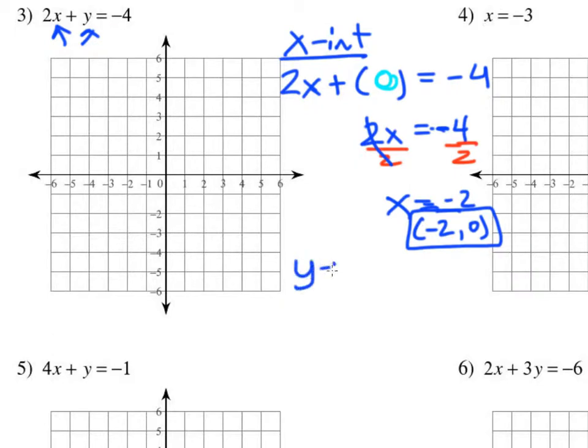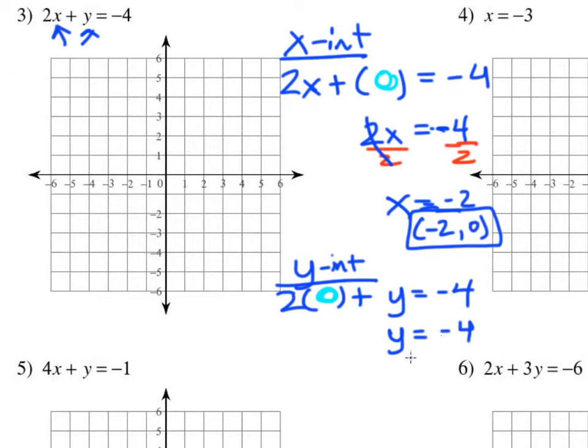Now for our y-intercept, what can we do about that? Same thing, except we're going to plug in 0 for x. This whole thing becomes 0, so we just get y equals negative 4. That would be the point 0 comma negative 4.